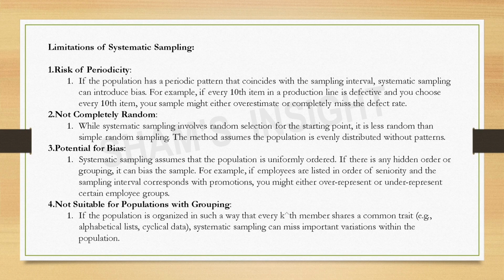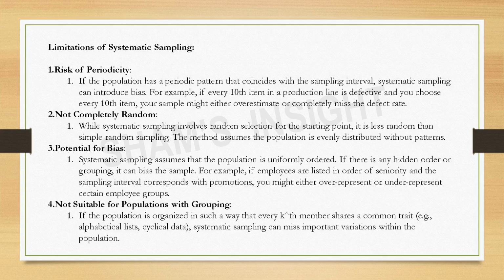Limitations of systematic sampling. The very first is risk of periodicity, not completely random, potential for bias, and not suitable for populations with grouping. Risk of periodicity means if the population has a periodic pattern that coincides with the sampling interval, systematic sampling can introduce bias. For example, if every 10th item in a production line is defective and you choose every 10th item, your sample might either overestimate or completely miss the defect rate.